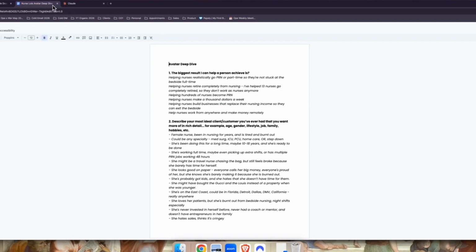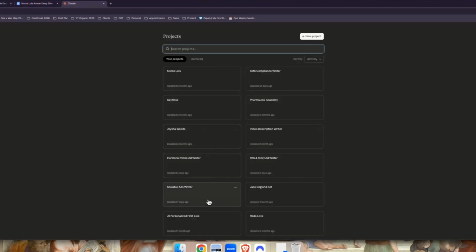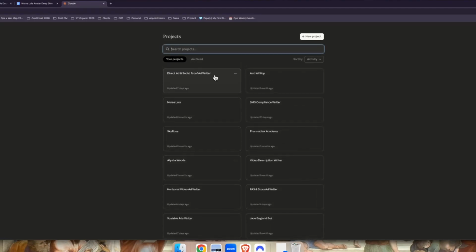So I'm only going to be focusing on scalable ads, which has 3 different ads with it: PS, story ads, and then direct ads and social proof ads.